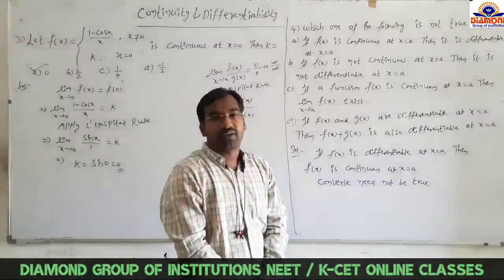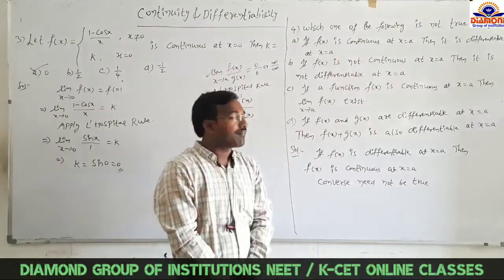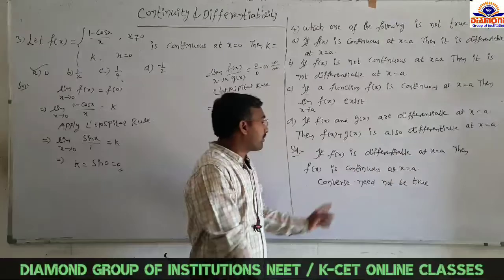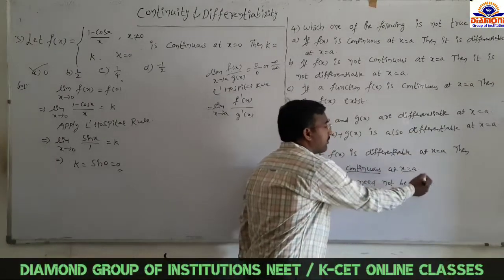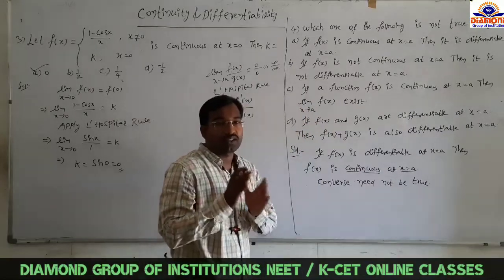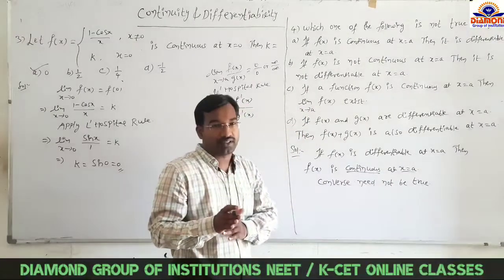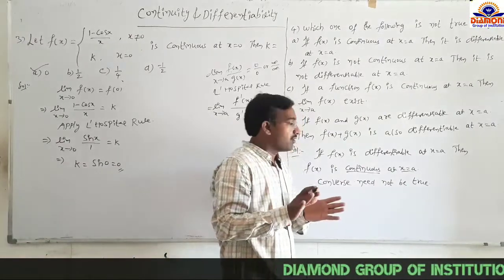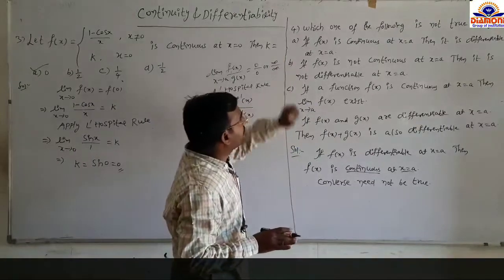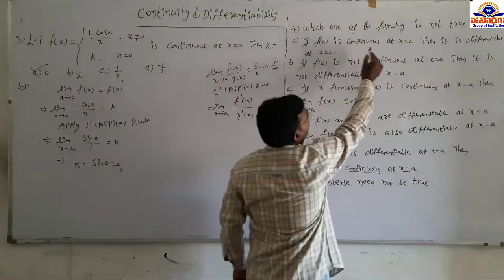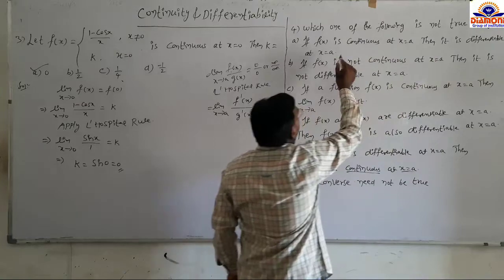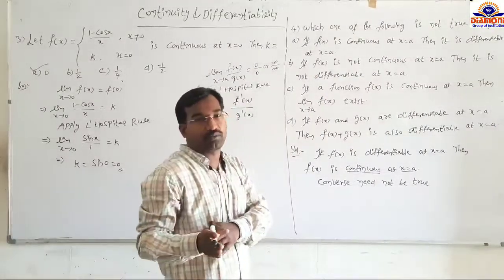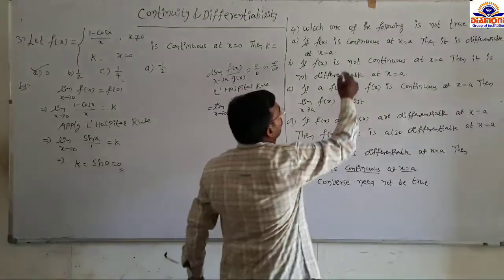So the relation between continuous and differentiable is, if f of x is differentiable at x equal to a, then f of x is continuous at x equal to a, compulsory. If a function is differentiable, compulsorily that function is continuous. Converse need not be true. So what is the first option given? If f of x is continuous at x equal to a, then it is differentiable at x equal to a. If the function is continuous, then that function is differentiable. This is not always true. So this is false.